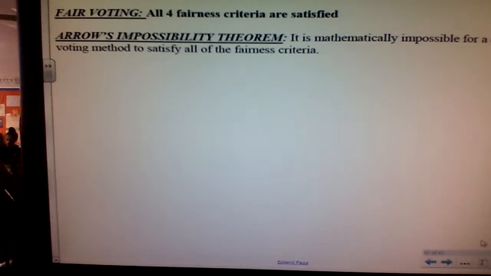So that's what Arrow's impossibility theorem says. It's mathematically impossible for a democratic voting method to satisfy all the fair criteria, which is why everybody gets up in arms over the presidential election. We've had presidents that have won the popular vote, but when it comes to the electoral college, they lost. So they're not president. It's happened quite a few times.